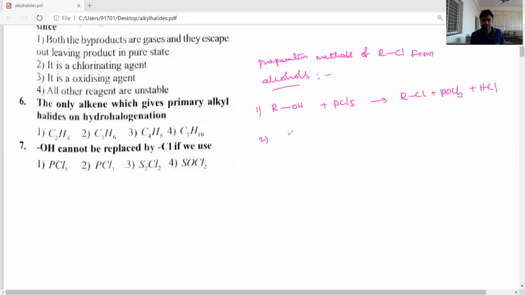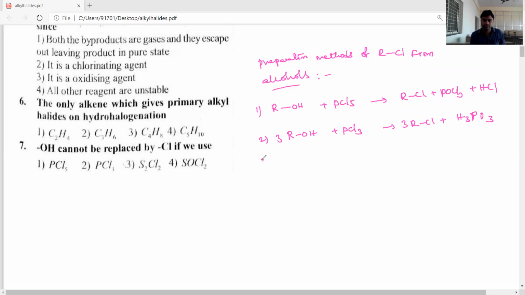Now the second one is PCl3. ROH reacts with PCl3, phosphorus trichloride. Here 3 moles of alcohol are required, producing 3 moles of alkyl chloride plus H3PO3. Phosphorous acid is the byproduct.